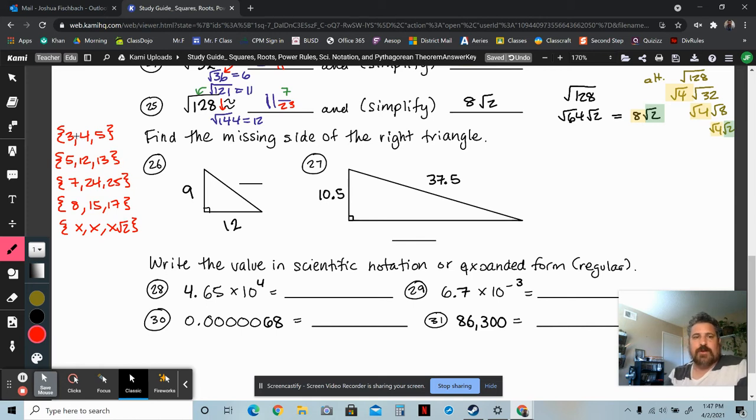These are known right triangles. I would recommend that you memorize those. So I'm going to write known right triangles right there. And you want to memorize these, right? So memorize these.